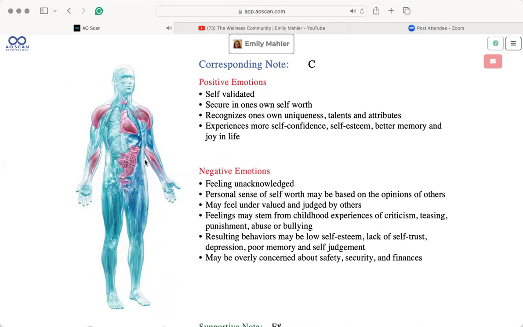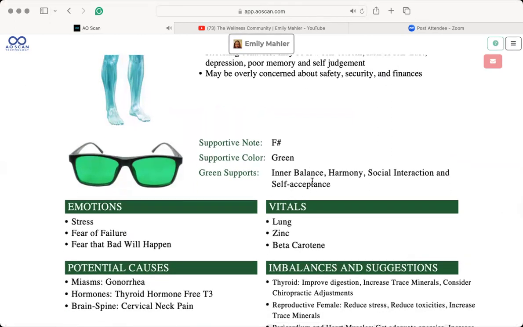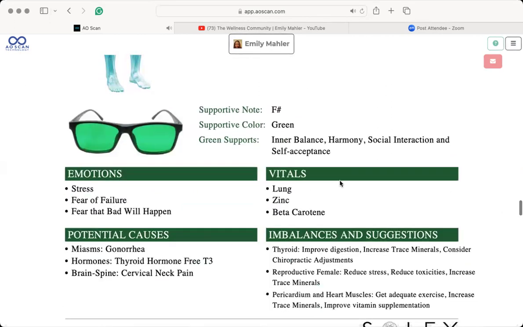So those are the typical areas that this emotion affects. And then the color also goes with the corresponding and supportive note. So this green is the supporting color for that imbalanced emotion. And these are the things that green supports and the ways that this frequency also will support you when you're listening to the supportive F note in the pulse or balancing harmonics.